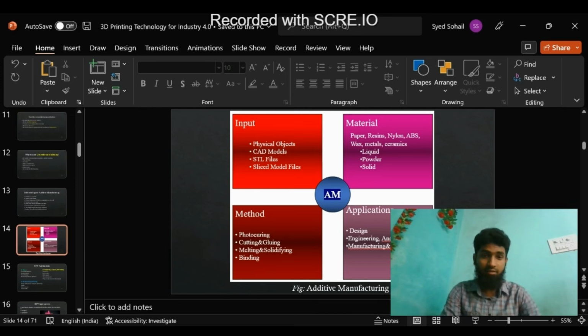Applications: design, engineering analysis and planning, and manufacturing and tooling as well, because we can even create tools on the spot, so that you don't have to wait for the tool to be manufactured by traditional means. You can create it there and then, the tool as well as the fixture. This is a good application that we are using in manufacturing industries.